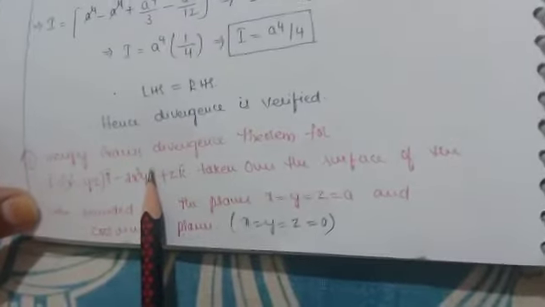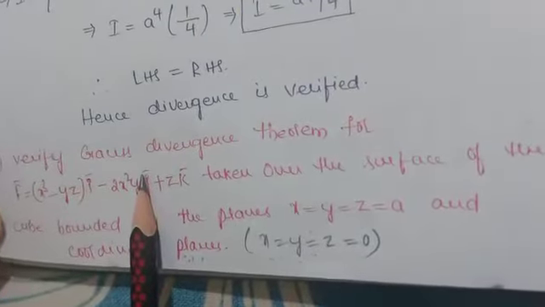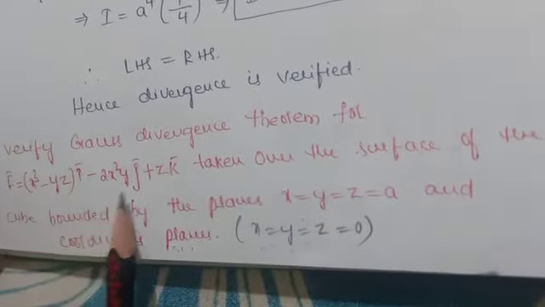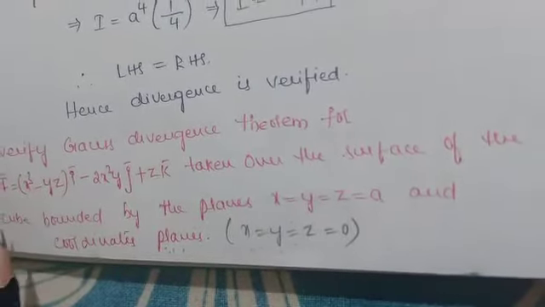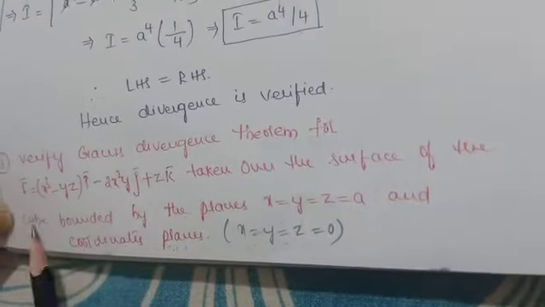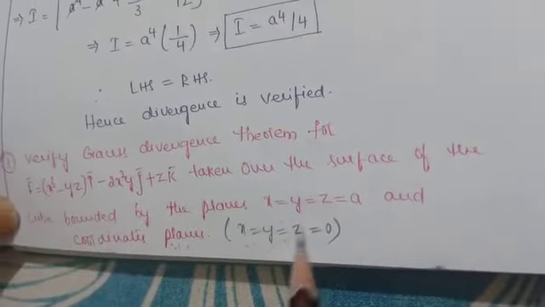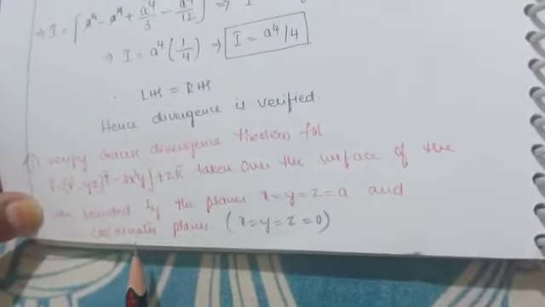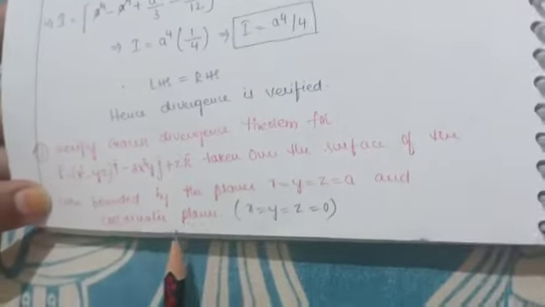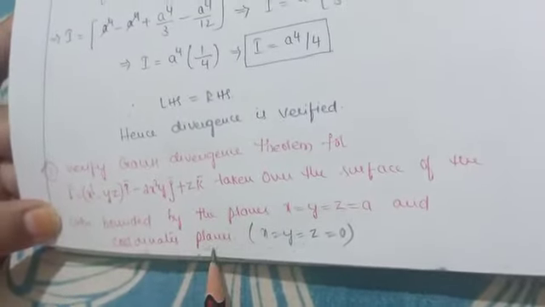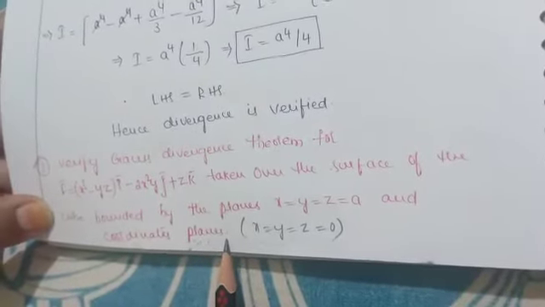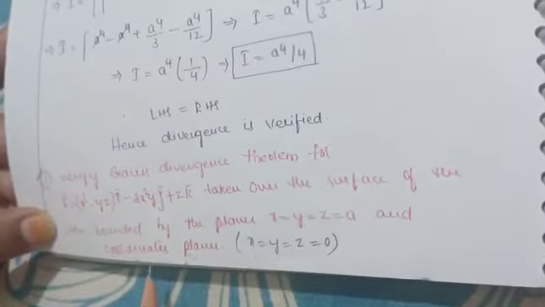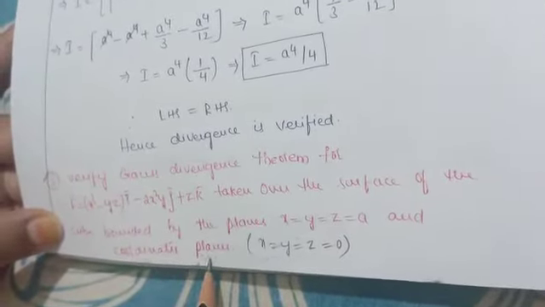Verification is asked for divergence, so you have to show LHS is equal to RHS. F bar is already given in the form of a vector equation i, j, k, and it is given about the cube. On the cube, the plane equations are given as x equal to y equal to z equal to a and the coordinate planes. You have to understand that coordinate planes are nothing but x equal to y equal to z equal to 0. Either the values can be given equal to 0 or in words it will be mentioned as coordinate planes.